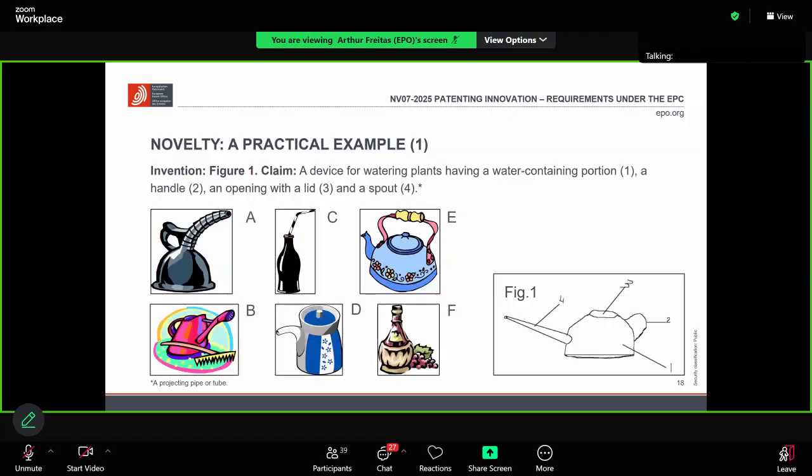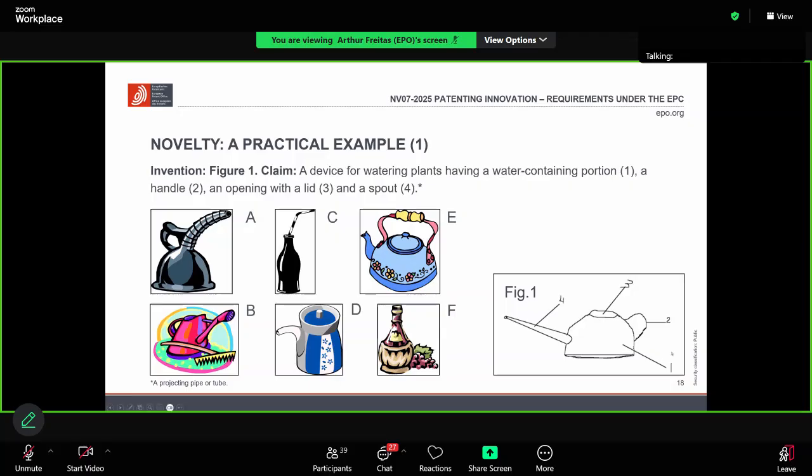All right, so now I'd like to show you an example of how we as examiners here at the European Patent Office, or examiners in general, would go about assessing novelty of a patent application. What's the mechanism? How do we go about doing this? We have a very simple invention here, so it's very easy to follow. The invention is depicted in Figure 1.